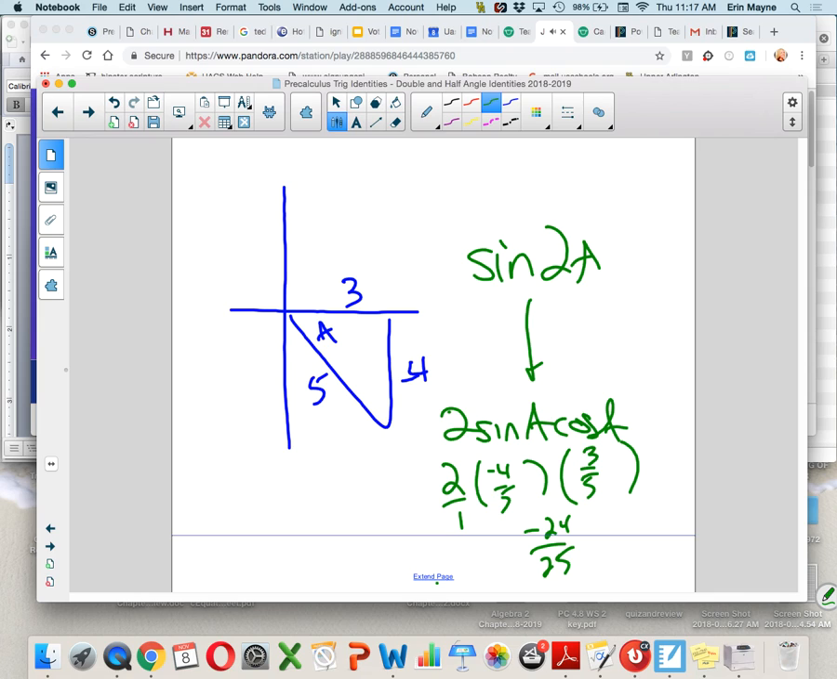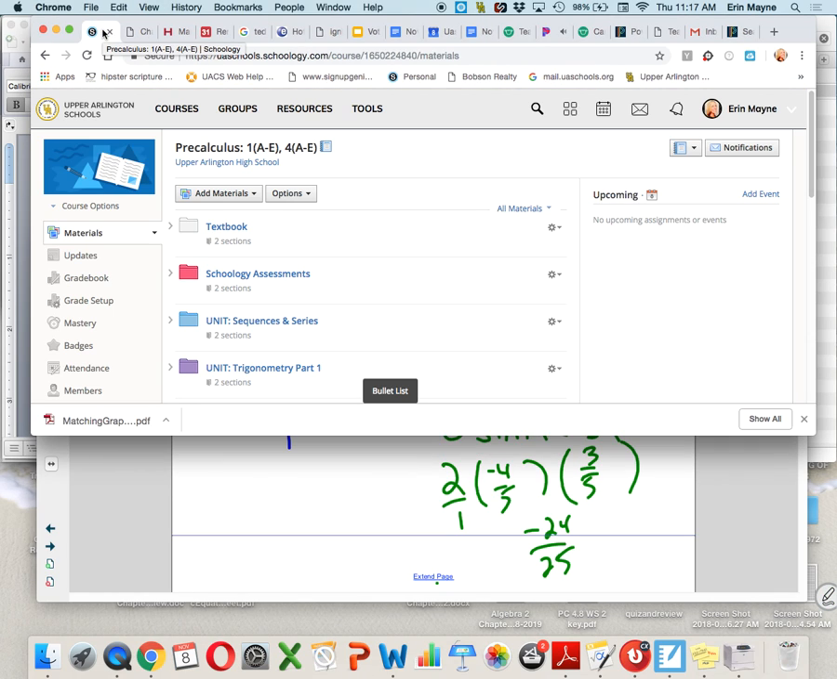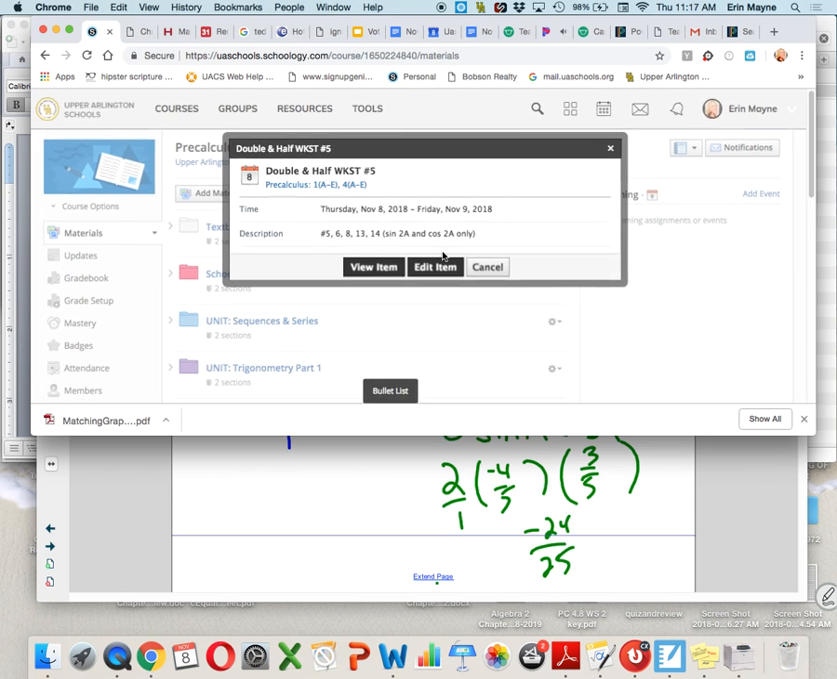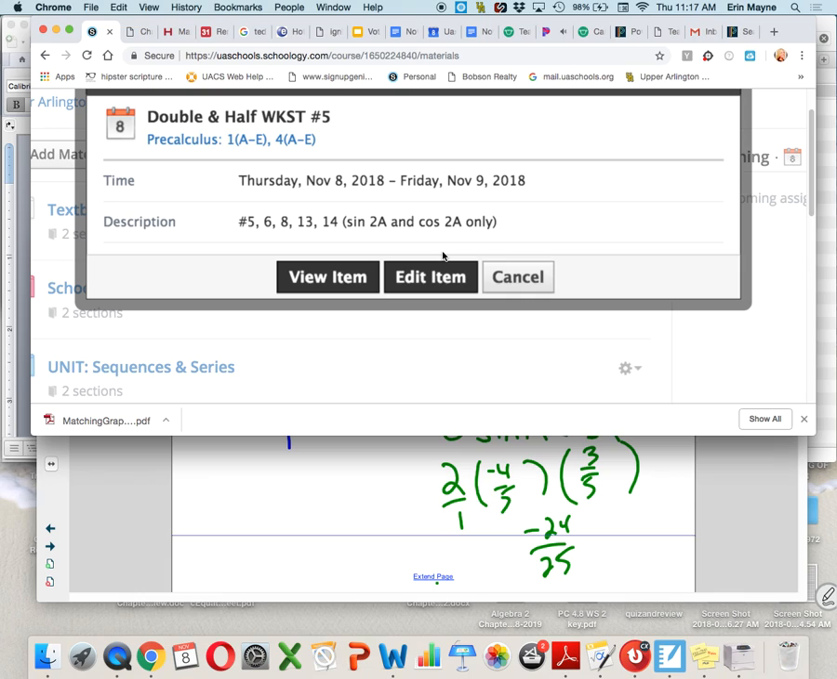Now, I'm going to assign certain problems from that worksheet. Ignore that it says optional. Is it required? Yes. These are the problems you're going to do: 5, 6, 8, 13, and on 14 you're only doing sine of 2a and cosine of 2a. All of 13, like A and B. And A, B, and C for A.